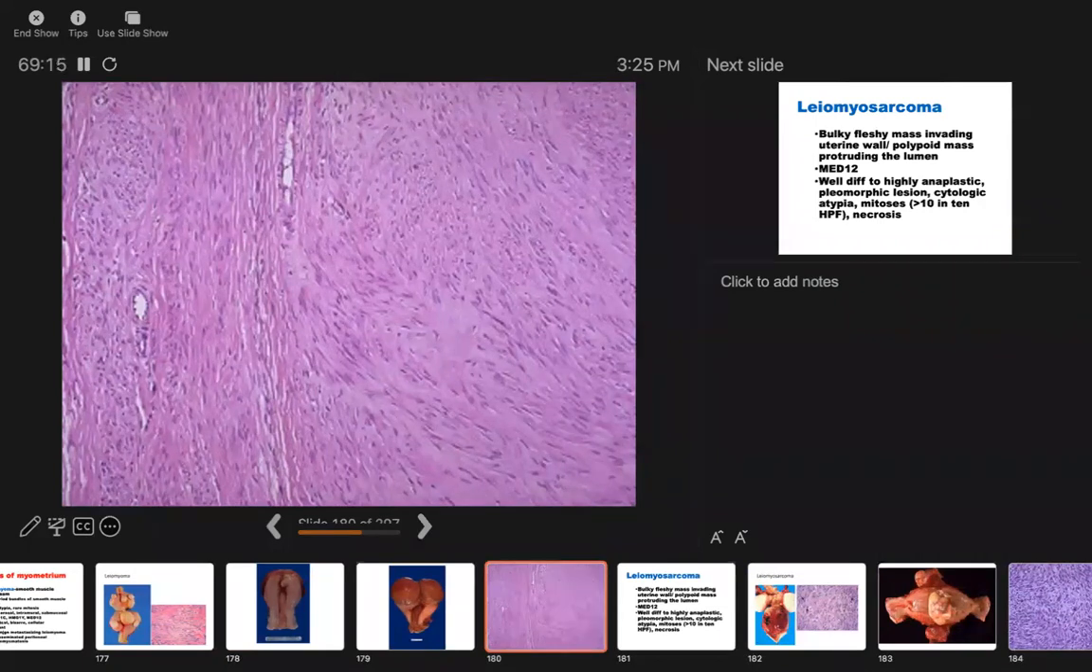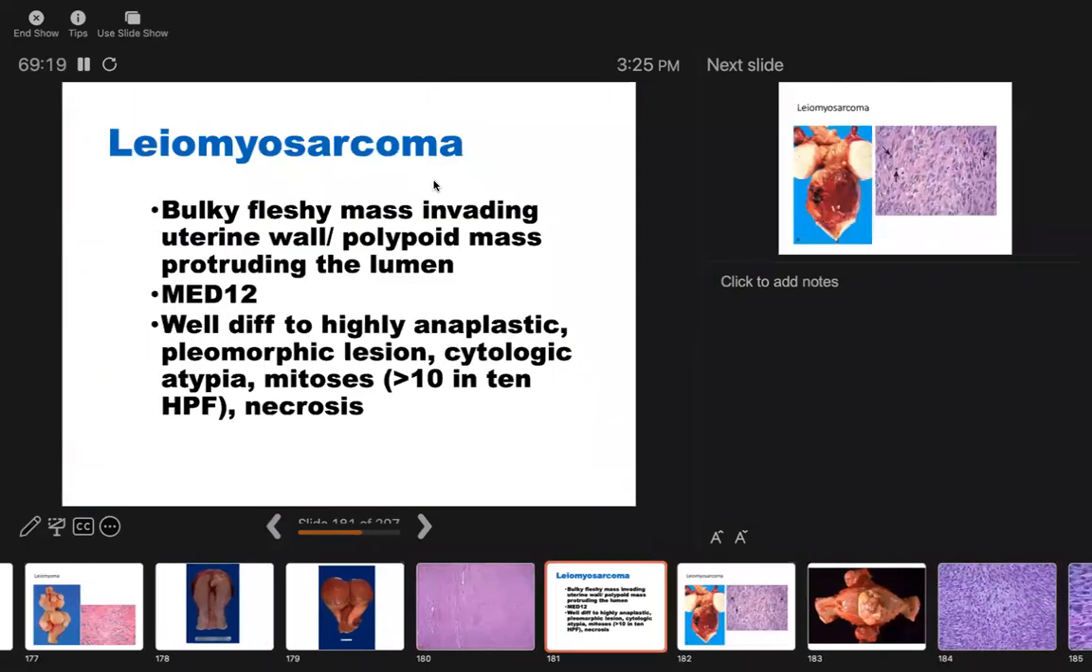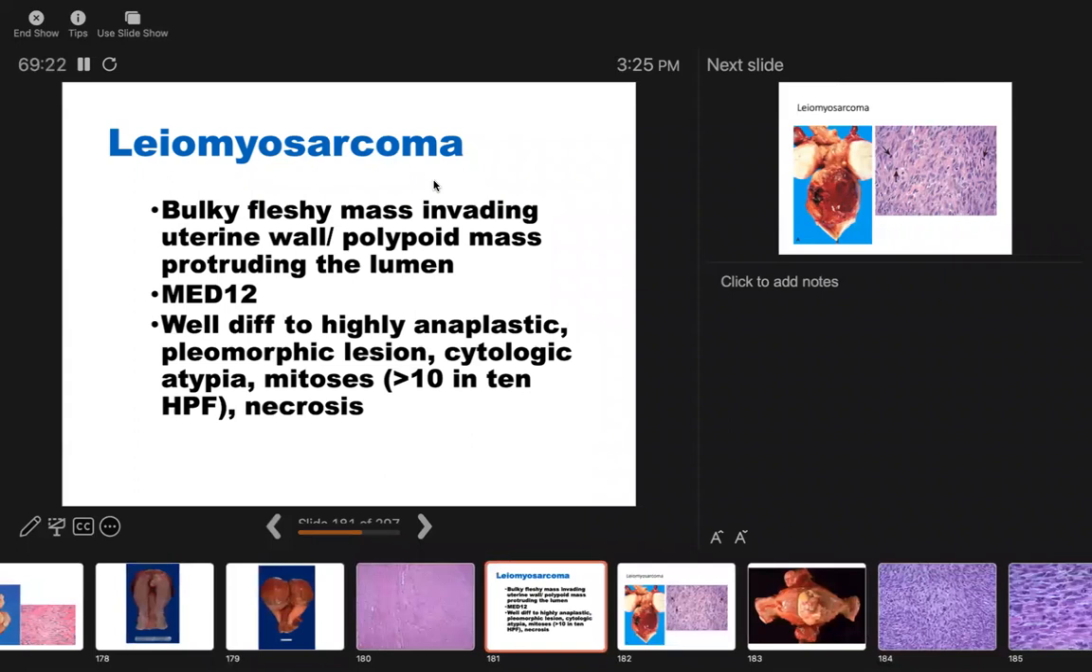Why am I emphasizing now the word atypia? Because the lesson I'm supposed to teach in the next few slides is how to differentiate it from the malignant counterpart, which is leiomyosarcoma. Take note that you have to look for three things. One is atypia. Two is mitosis. The mitosis should be more than 10 per 10 high power fields. Third is necrosis. Again, atypia, mitosis, necrosis.